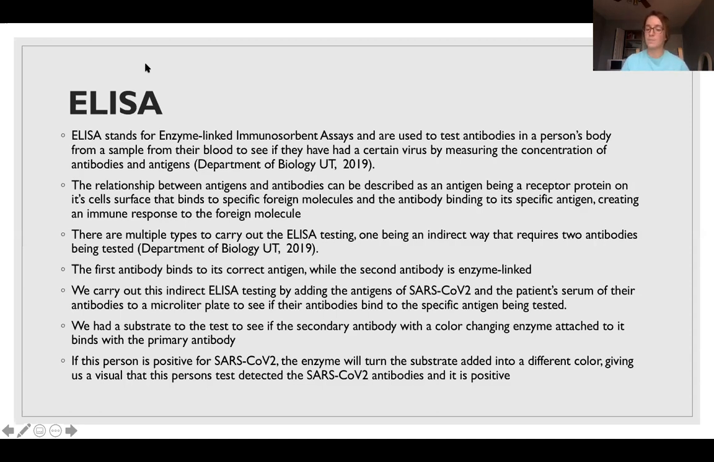enzyme attached to it. And what this enzyme does is it can change the color of a substrate that's added third. And if this enzyme changes the color of the substrate to a brighter color, so we're not seeing any clearness, we're seeing a color now, that indicates that this person has been detected for the SARS-CoV-2 antibodies, because we know that means that the secondary antibody also bound.